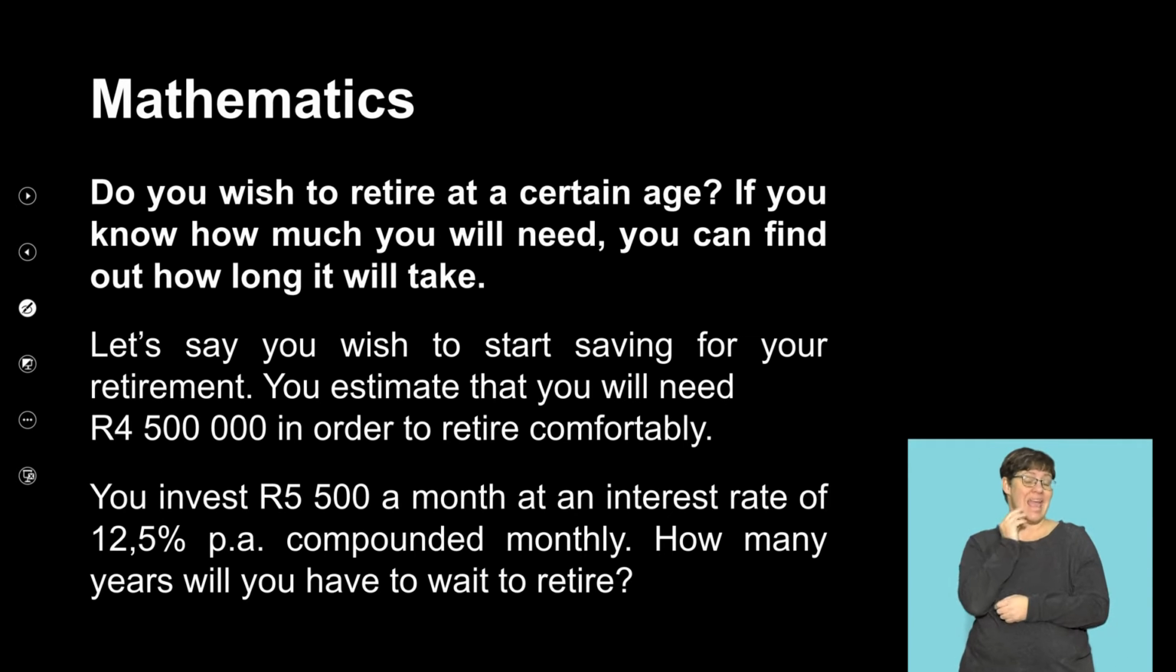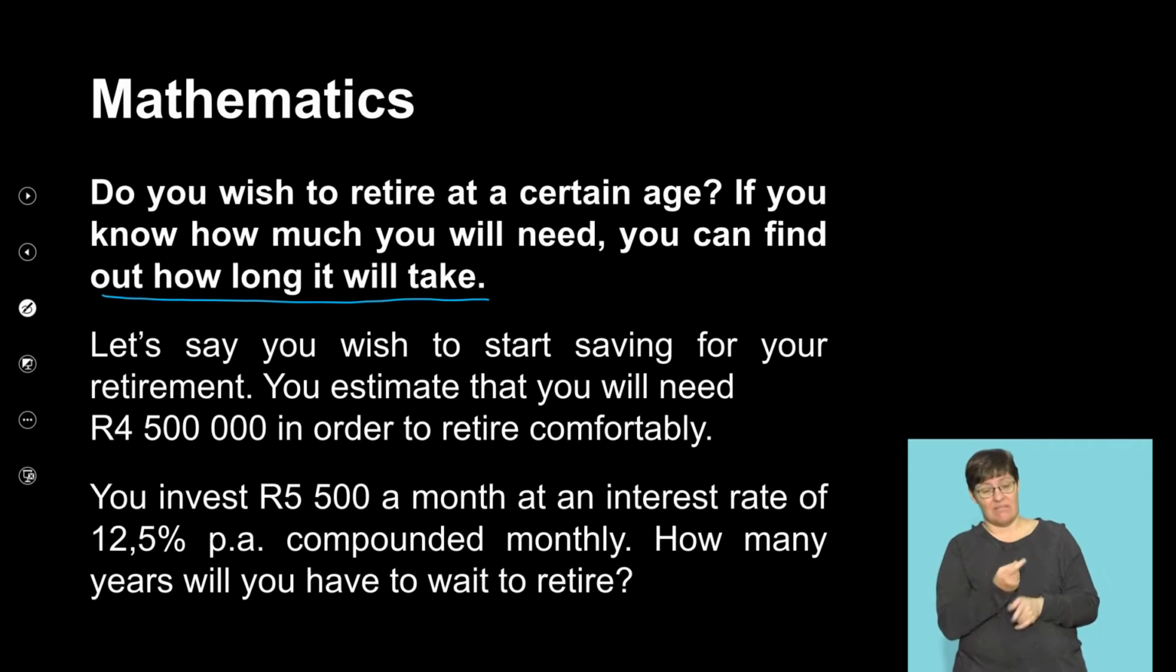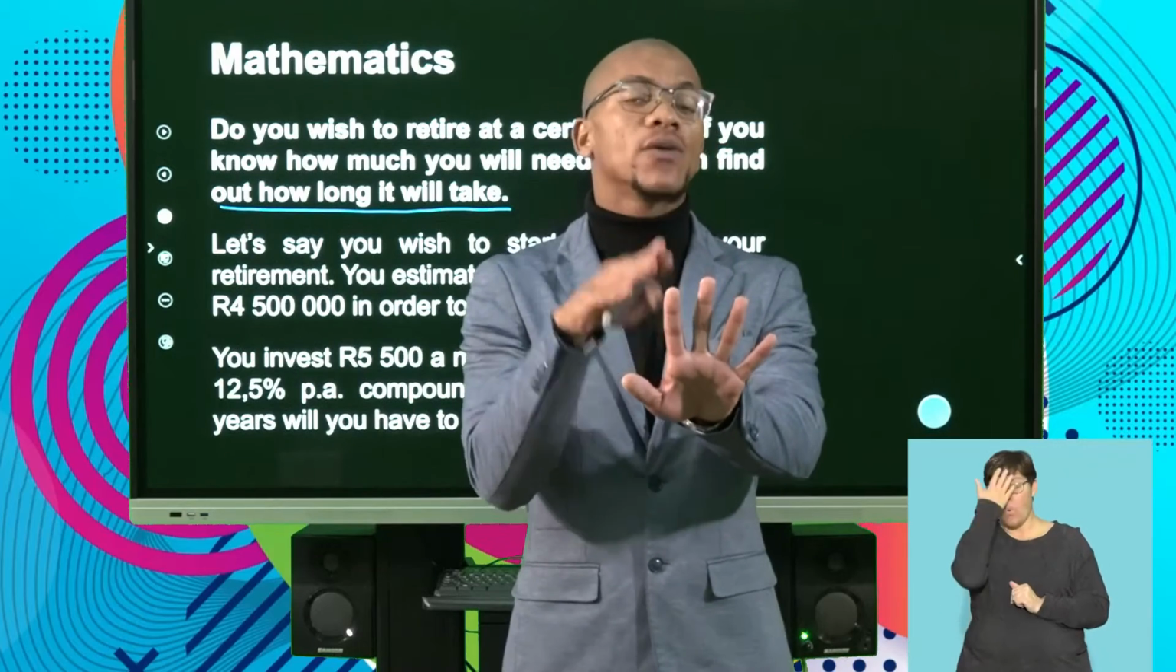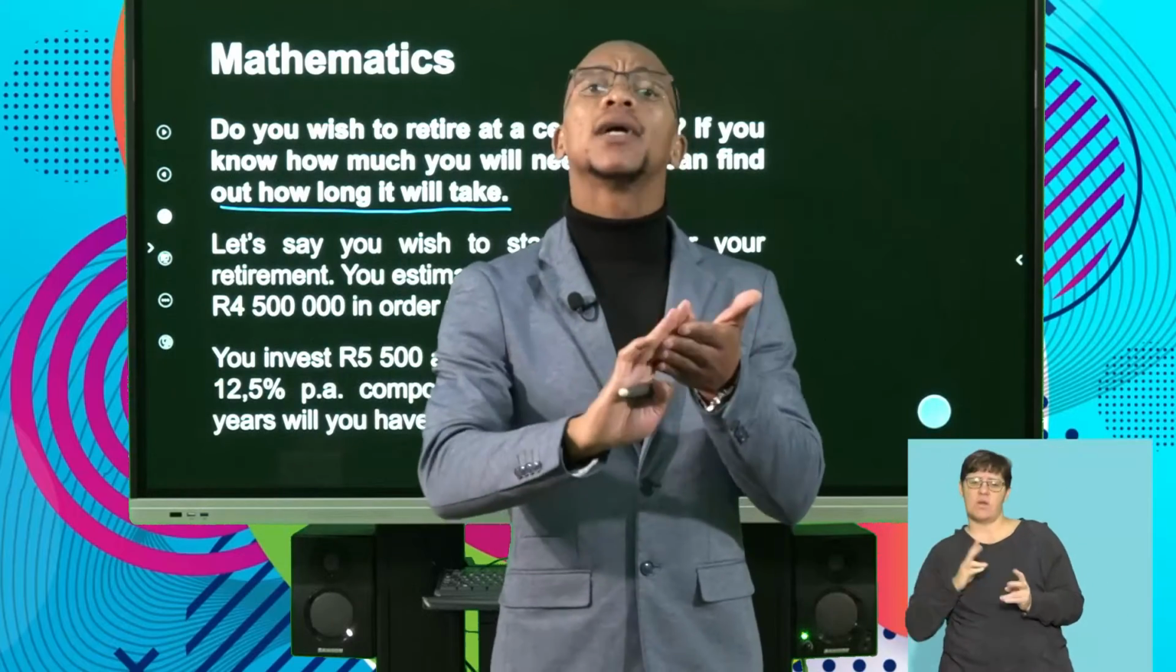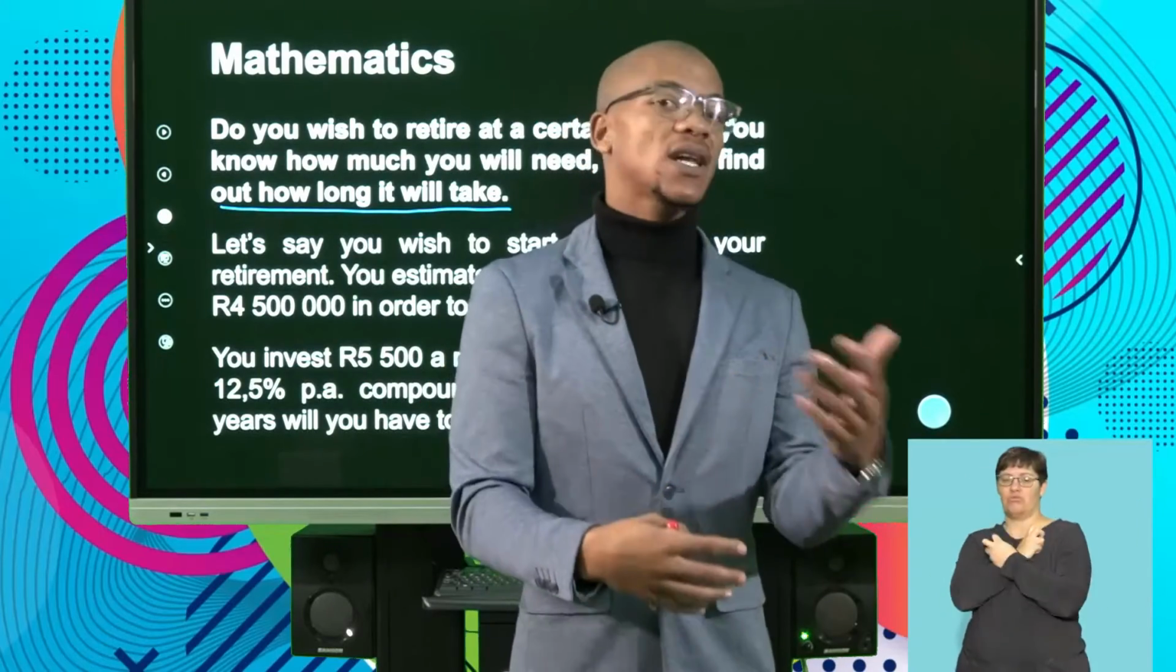Now, do you wish to retire at a certain age? If you know how much you will need, you can also find out how long it will take. With the one that we just did, we knew how many years I want to invest. I'm 25. I know that at 65, I want to retire. So that means I have 40 years to do that. And I have 700 rand that I can spare every month. I get 9 million something. But now, I don't know how long to invest, but I know how much I want to get. So this is when you set your goal to say, I want to retire when I have, say, 10 million. Now, if I invest 700 rand, how long will it take for me to reach 10 million? This is what it means.